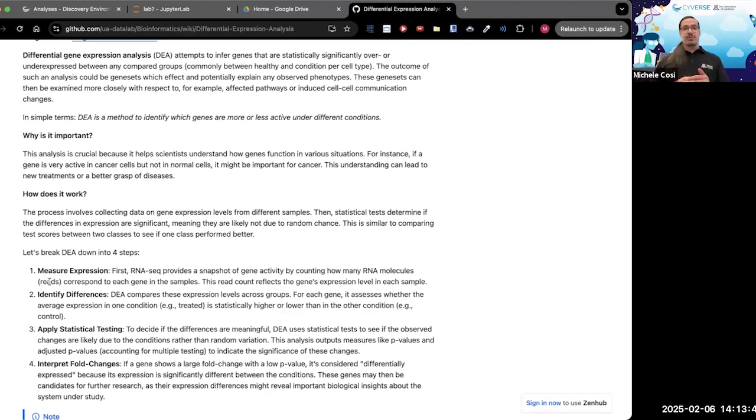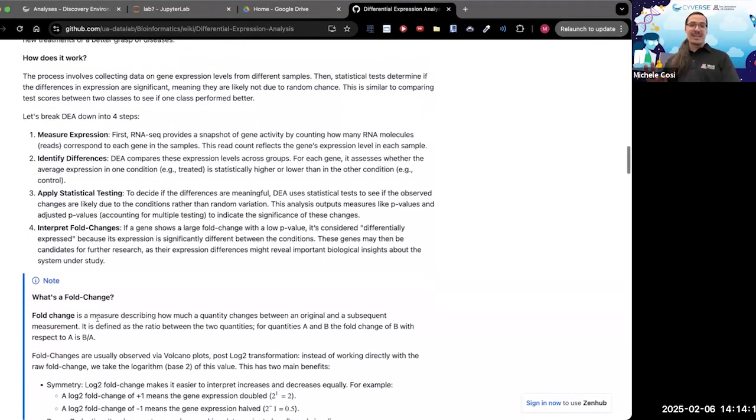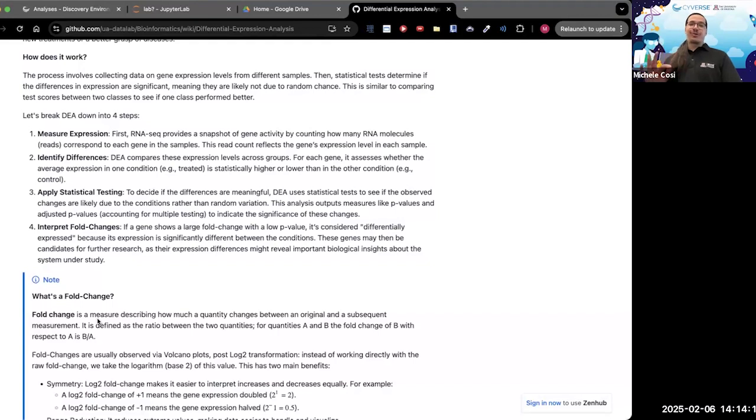But then we want to do some statistics. We want to figure out whether this data is meaningful or just something that we are observing. And then we want to interpret something called a fold change. A fold change is something that, still today, I am getting to learn. From my understanding, and I've written this down as I understand it, if a gene shows a large fold change with a low p-value, it's considered differentially expressed because its expression is significantly different between the conditions.